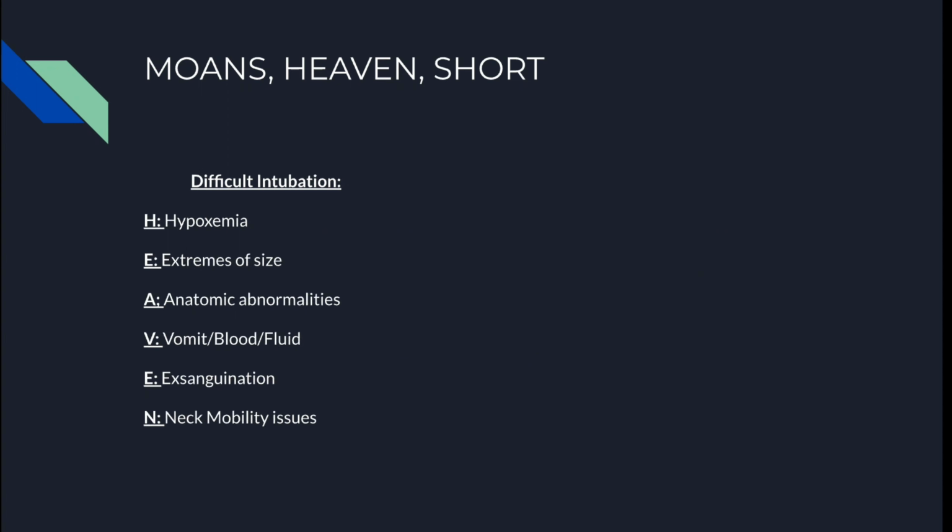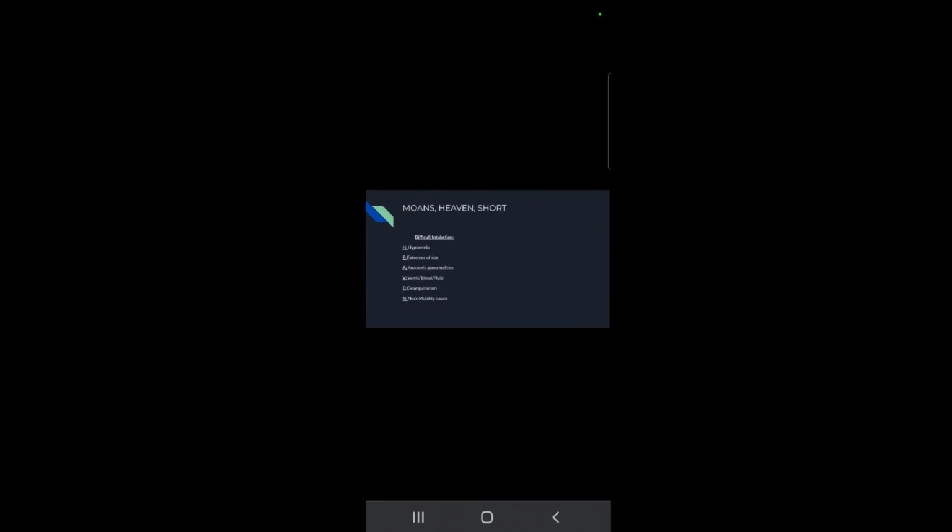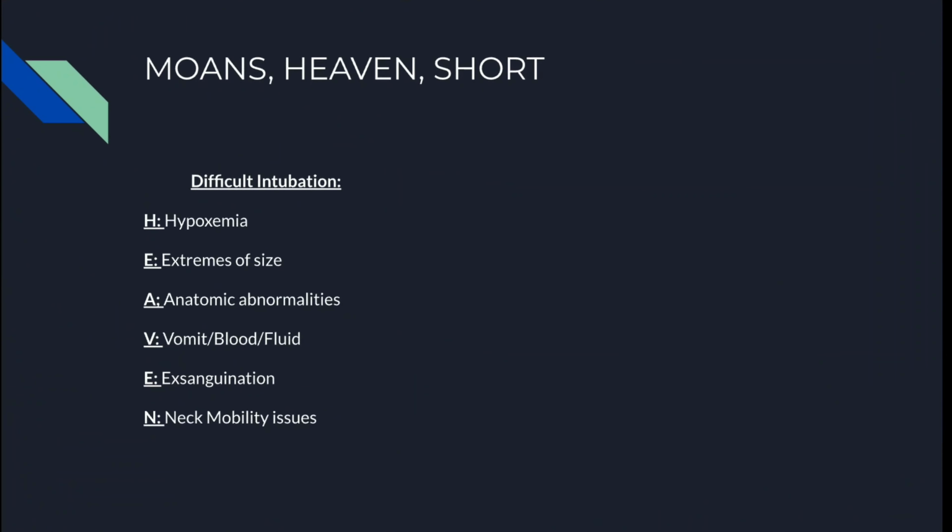Anatomic abnormalities, the list could go on and on with these, but certainly consider patients that might have a mass in their upper airway. They might have other types of problems that could make visualization of the vocal cords difficult. Vomit, blood, fluid. Obviously, any vomit or any fluid for that matter, or any debris, could be dirt, grass from a road ditch, anything in their airway, that's obviously going to make visualization of the cords difficult.